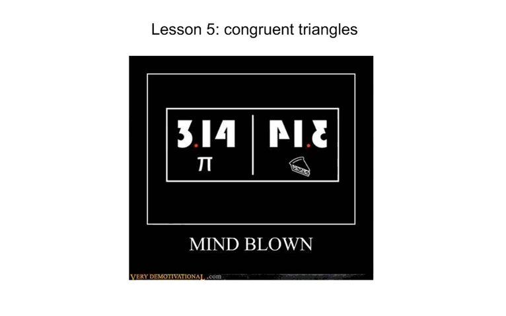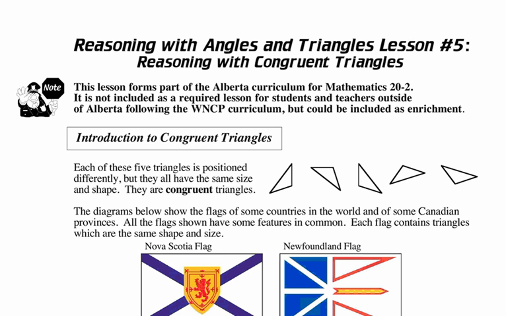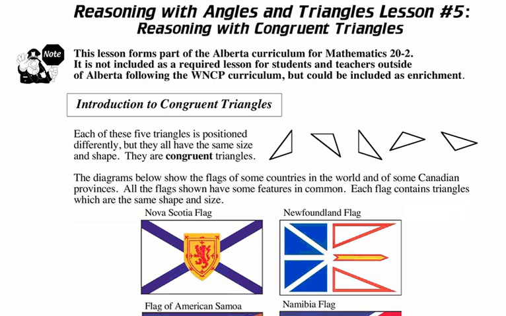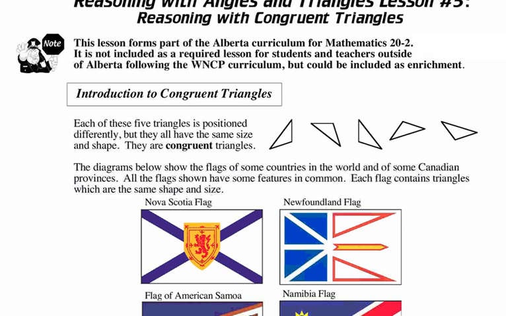Okay, congruent triangles is the last lesson. It's going to involve proofs, so you're going to have to use the concepts we've learned so far, as well as some new concepts. The five triangles are all the same size and same shape. On the right, just rotated, and so they are called congruent triangles.